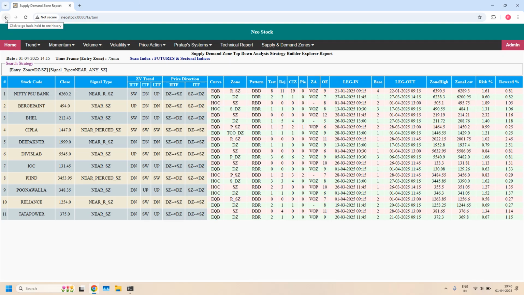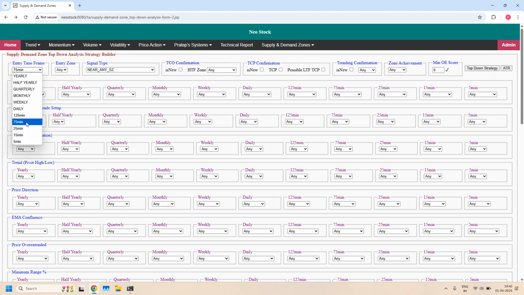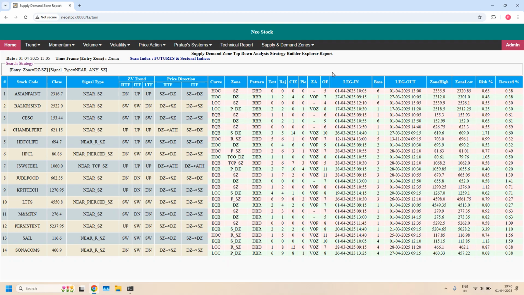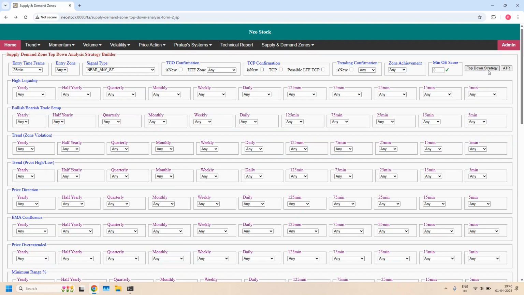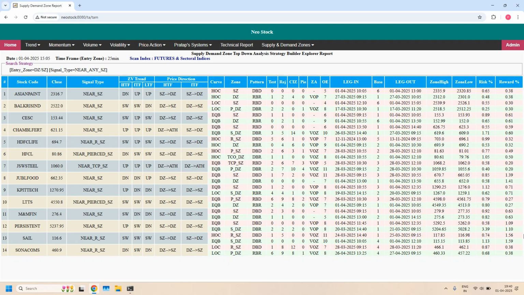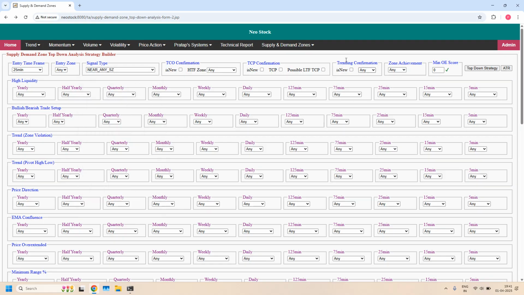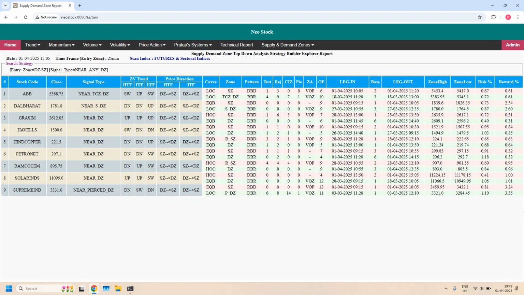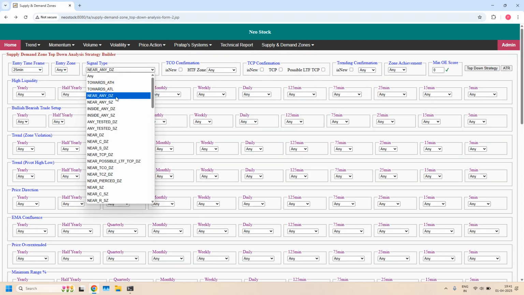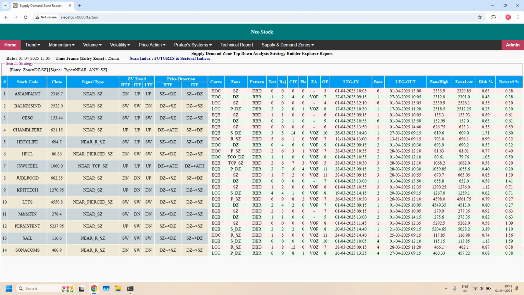Okay, next time frame is 25 minutes. Stocks near 25 minutes supply zone, we got 14 stocks. Next, stocks near 25 minutes. Previously we identified stocks near 25 minutes demand zone. We got 9 stocks. Next, near 25 minutes supply zone, we got 14 stocks. This is the first one I displayed.